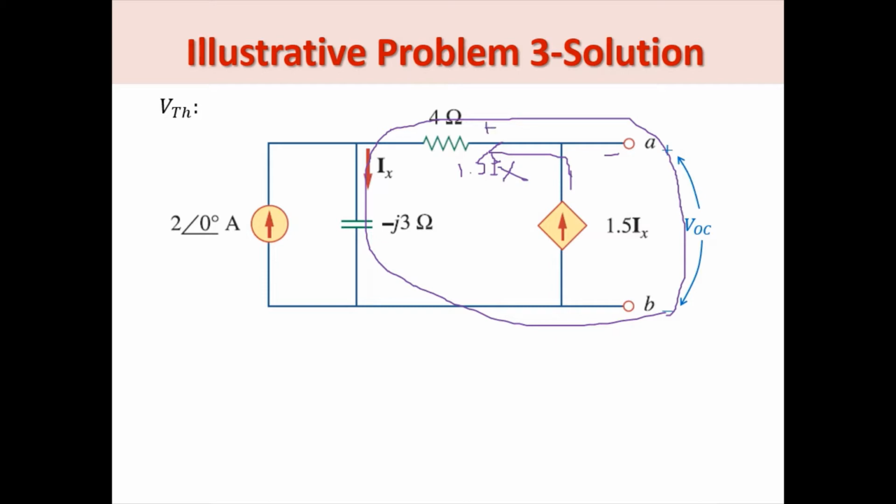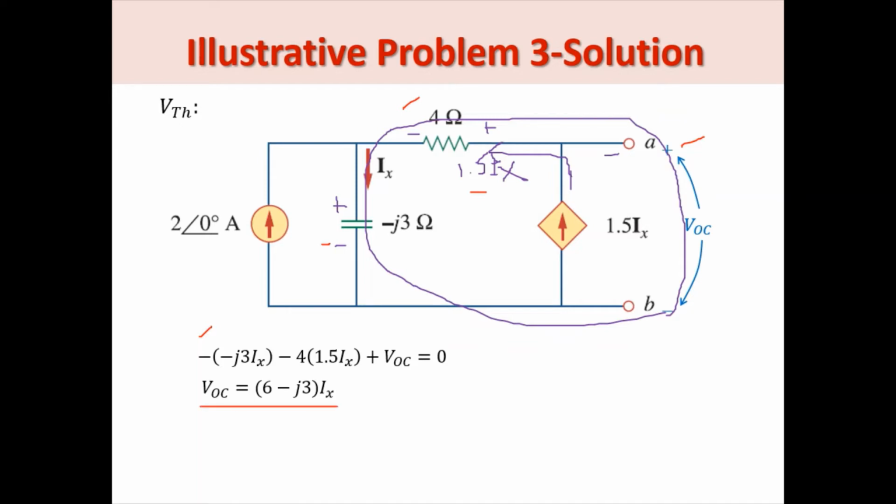This is the positive here, this is the negative, based on the direction of the current. Now we can write our KVL around the loop. So we start here: minus negative j3 IX, and we go around clockwise, minus 4 ohms times the current, which is 1.5 IX, plus VOC equals 0. And then solving for VOC, we get this one.